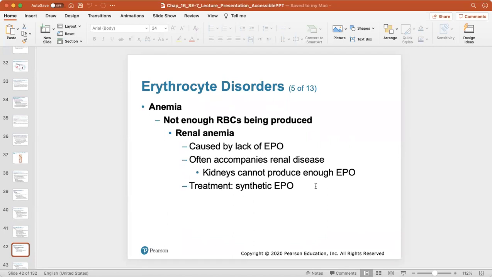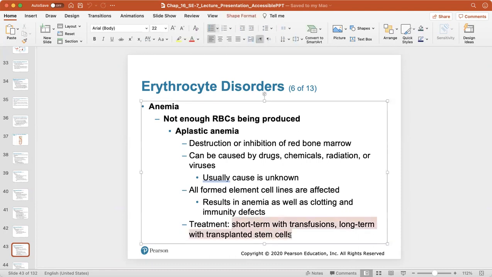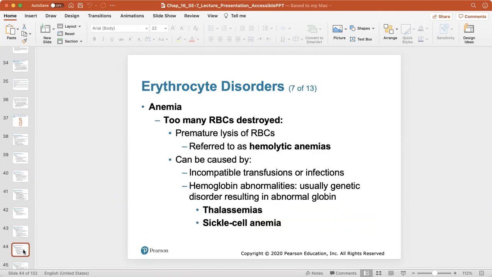Renal anemia is caused by a lack of erythropoietin, accompanied by renal disease. Your kidneys cannot produce enough of that hormone erythropoietin, so your red blood cells cannot be made, and the treatment is synthetic erythropoietin injections. Aplastic anemia is destruction or inhibition of red bone marrow, which can be caused by drugs, chemicals, radiation, or viruses, and the treatment is usually short-term with transfusions and long-term with transplanted stem cells.